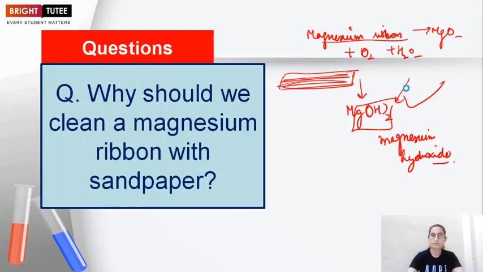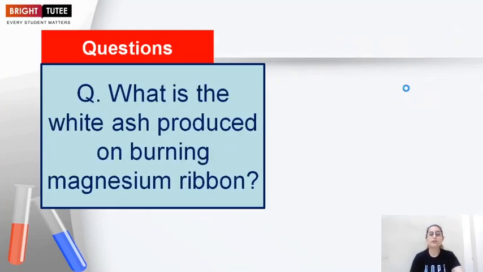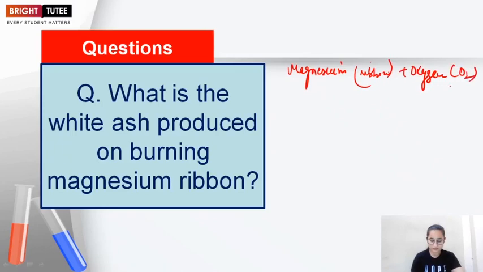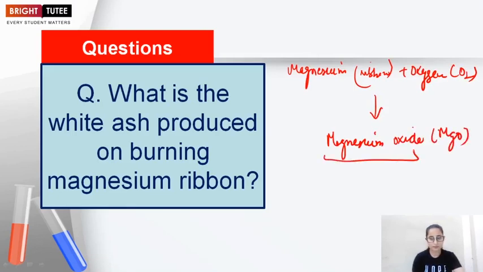Alright. Next question. What is the white ash produced on burning magnesium ribbon? As I told you, it is a chemical reaction. Magnesium ribbon reacts with the oxygen gas to form magnesium oxide. This is the white powder, right? This is the white ash produced. Right, you simply have to write the reaction. This is a 1 mark question.